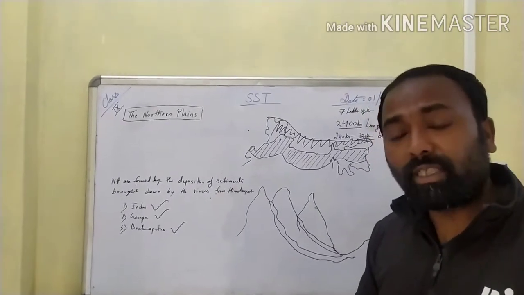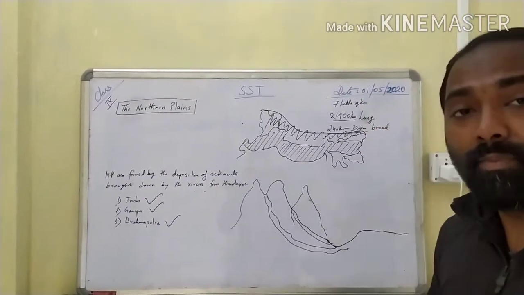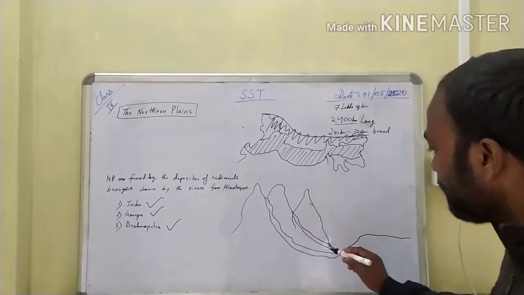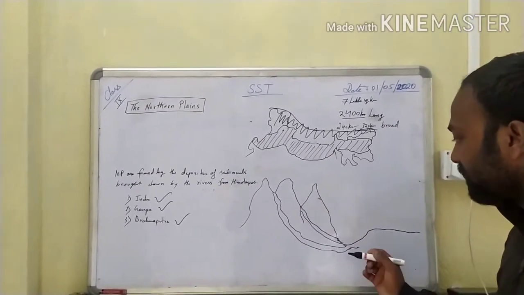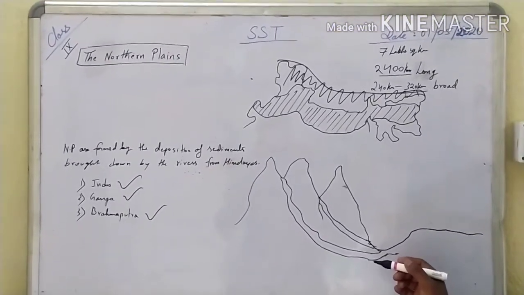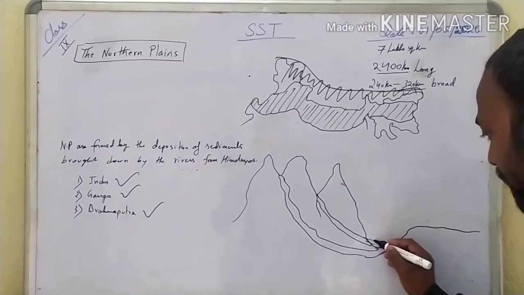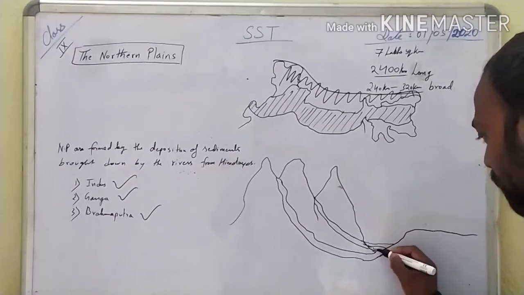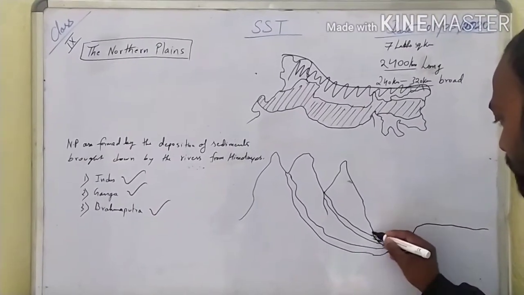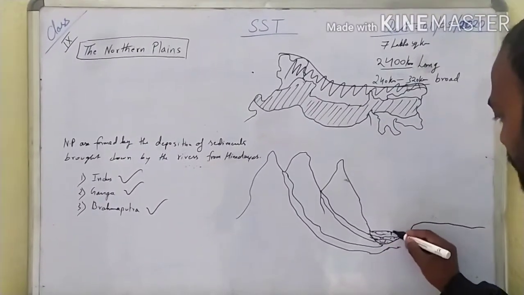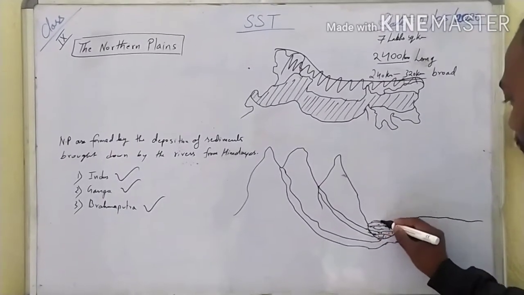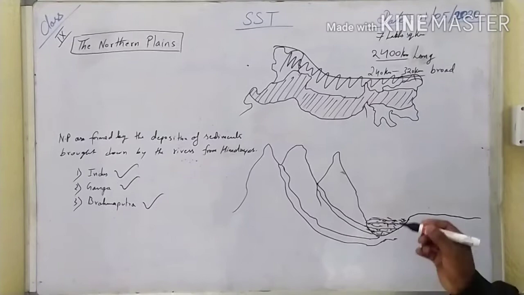So how have they formed the northern plains? Let us understand with the help of the picture. As you can see, when the rivers flow from the Himalayas, they bring along with them sediments, silts and other materials from the Himalayan region. These are deposited at the foothill of the Himalayas. That means they deposit it out here. This is the foothill of the Himalayas, and these sediments are brought and deposited here like this, and it takes millions of years to form this.